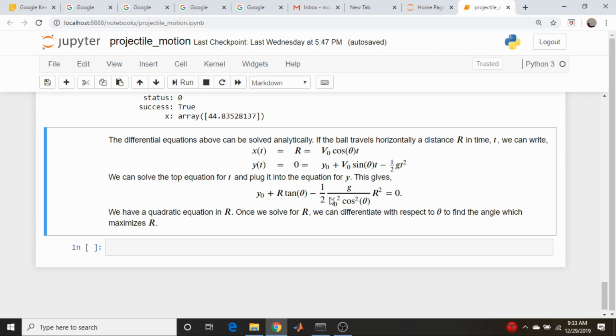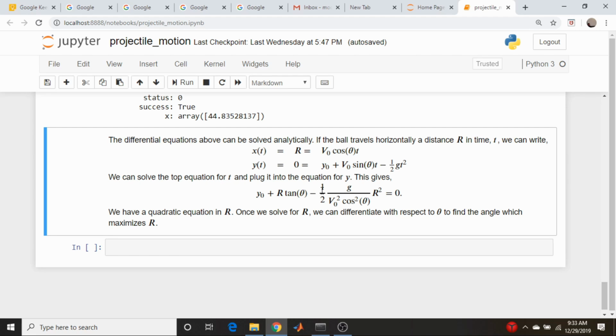So this is what we want to use Sympy to solve. We're going to solve for r to get a numerical answer. And then we're going to differentiate that expression r with dr d theta to get a derivative equation, set that equal to 0, and solve for the theta that maximizes r.